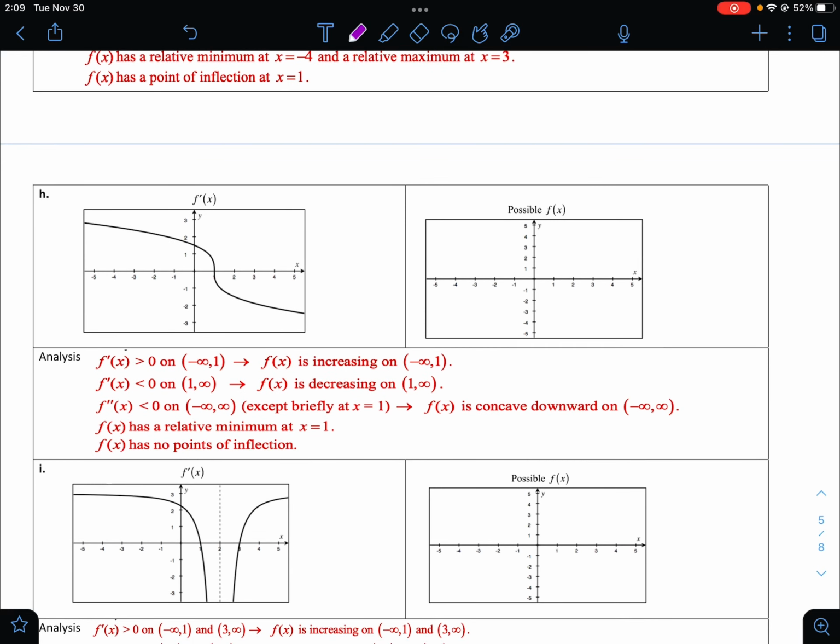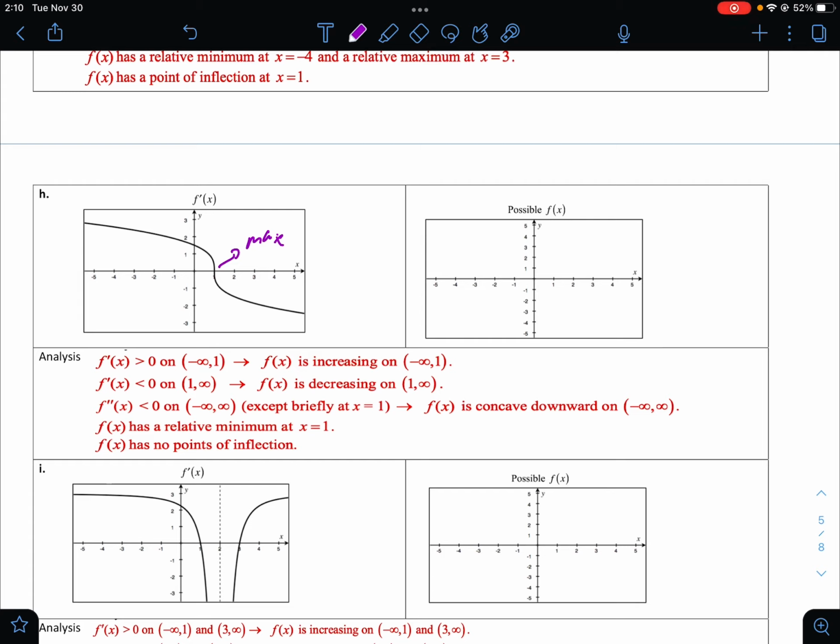All right, graph H. So we have positive slope, so increasing, negative slope, so decreasing. That point would be a relative maximum. The second derivative should be negative, negative, negative, negative, negative the whole time except at 1. Okay, so now we have all the information we need to graph this, right? We want to go up, up, up, up, up, up, and then maximum, and then down, down, down, down at that point. And there's not going to be any points of inflection because the second derivative here is always negative, so we should always be concave down.